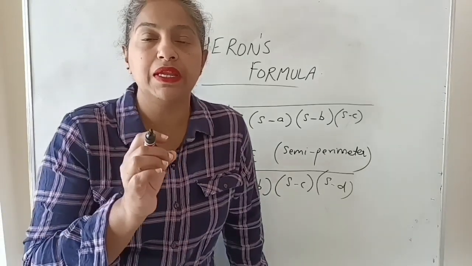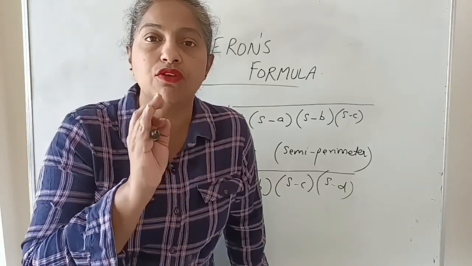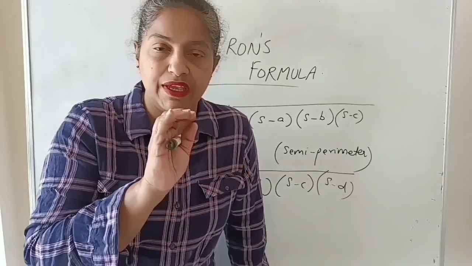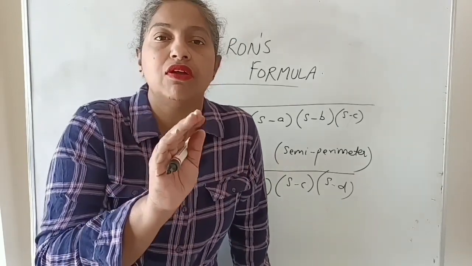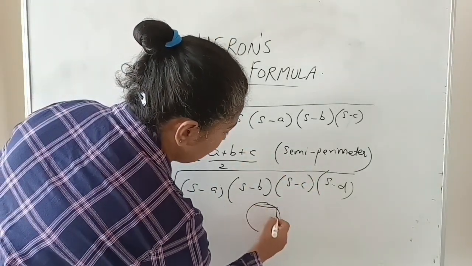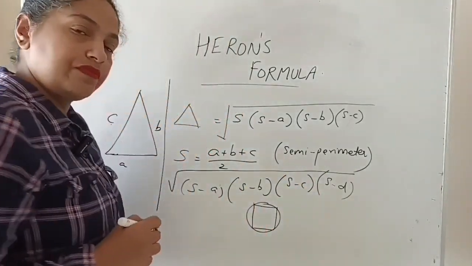This formula is applicable only to cyclic quadrilaterals. Now, what is a cyclic quadrilateral? I will just make a mention of it. A cyclic quadrilateral is a quadrilateral that can be inscribed inside a circle.